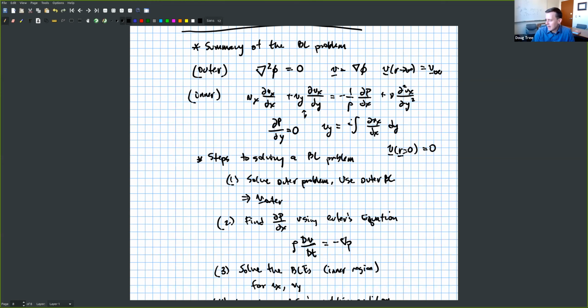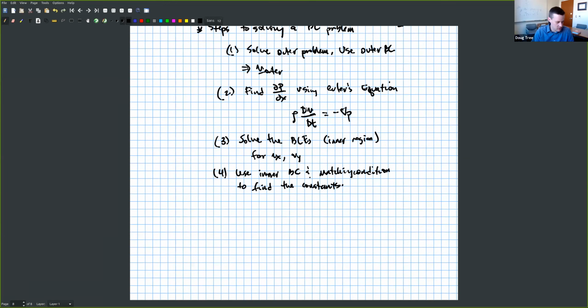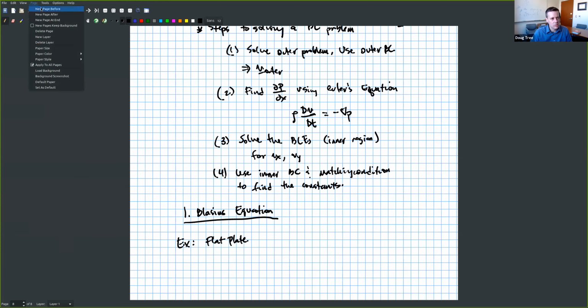Other questions? Okay, so let's dive in then. This is the Blasius solution. I'm going to call this subpart 1, which I call the Blasius equation. So we're going to answer Mark's question right now. We're going to start with our example of a flat plate again. Oh, I need a new page. That's why it's not scrolling down.